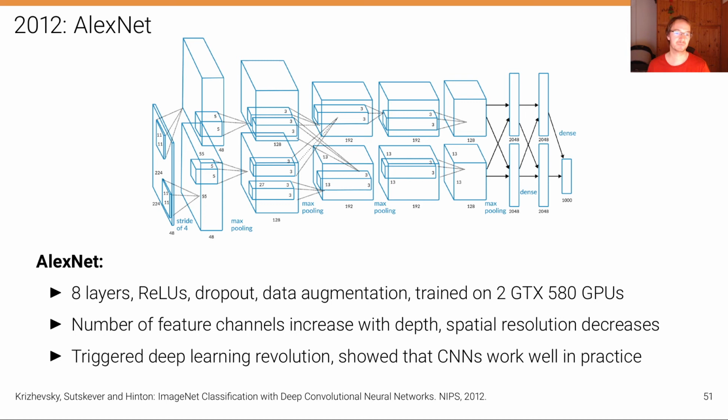You can see the layers here. And it was distributed across 2 GPUs just because at the time GPUs were still very small and had only 3 GB of memory. So it was really a memory problem. We already see this trend of feature channels increasing with depth and spatial resolution decreasing throughout the network. So it was a combination of convolutional layers and max pooling layers and ReLU activations. It was using dropout and data augmentation to regularize training.